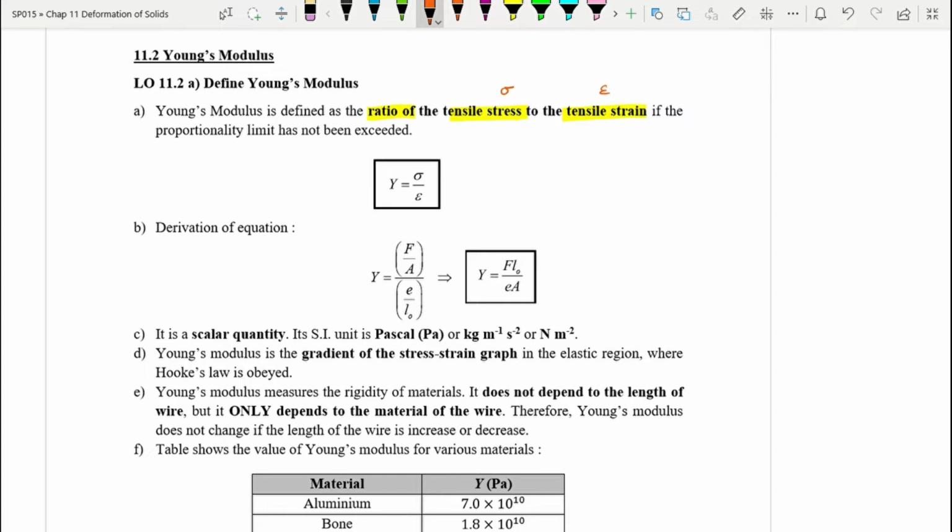This value of Young's modulus is only applicable to the material as long as the limit of proportionality is not exceeded. Meaning it must obey Hooke's law, where force and extension are directly proportional. And in the graph of stress versus strain, the region of elastic deformation is where Hooke's law is obeyed, where we have a straight line.